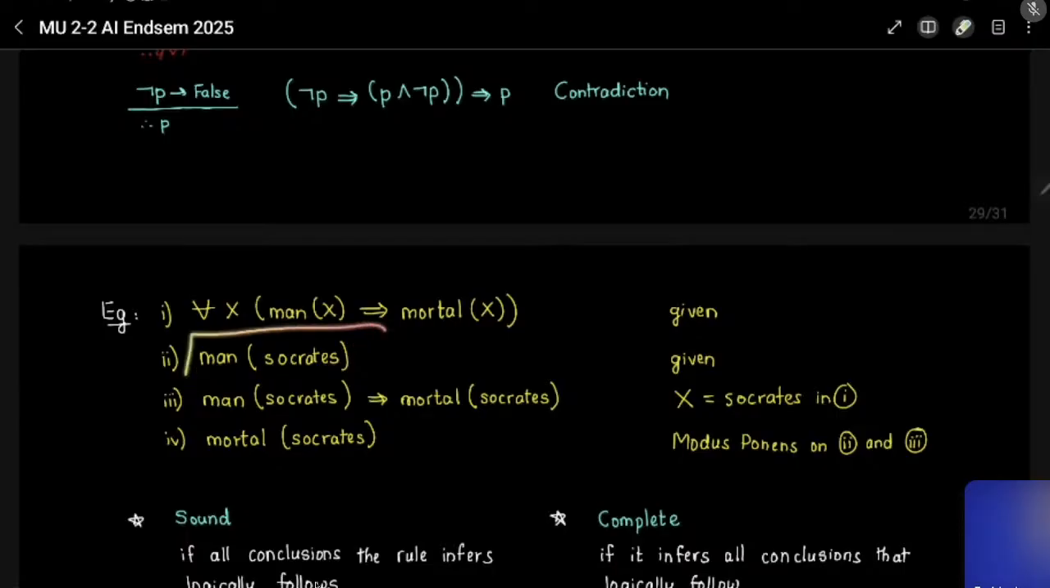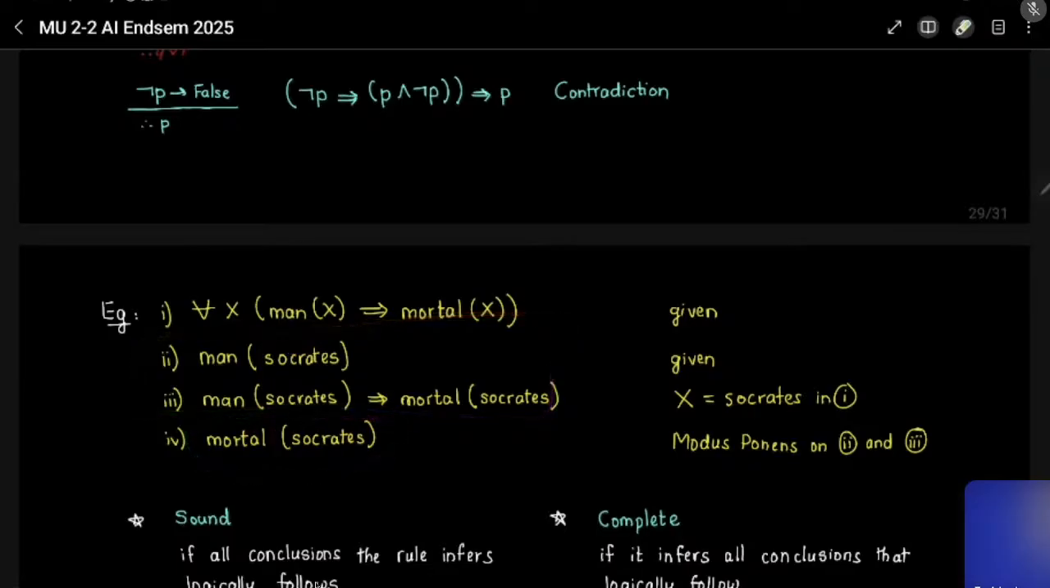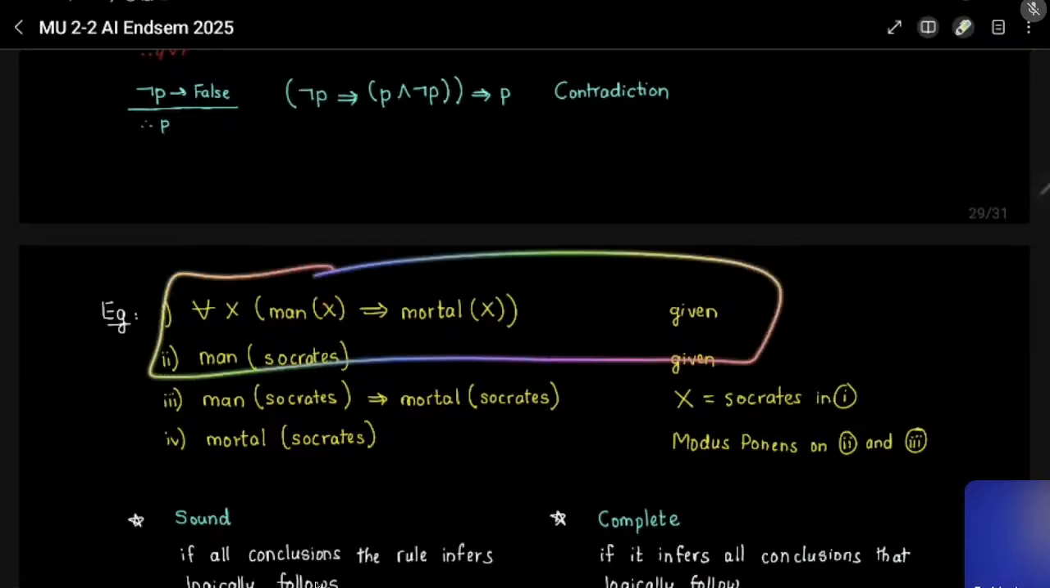Now that I have these two statements, I can use modus ponens. What is modus ponens? I have P implies Q, and I also have P. It would mean Q is true. That is modus ponens. So I am applying modus ponens on 2 and 3, then I will get mortal Socrates. So this is how I can prove using first order predicate logic and rules of inference that Socrates is mortal given certain conditions.